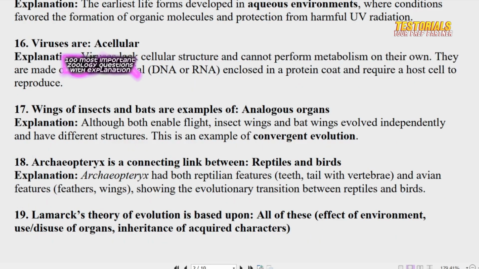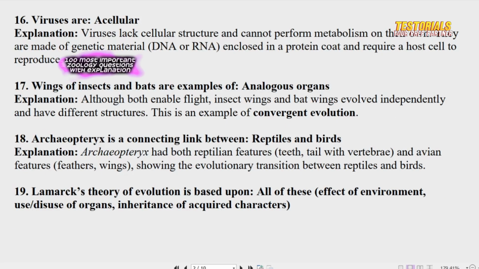17. Wings of insects and bats are examples of analogous organs. Explanation. Although both enable flight, insect wings and bat wings evolved independently and have different structures. This is an example of convergent evolution.